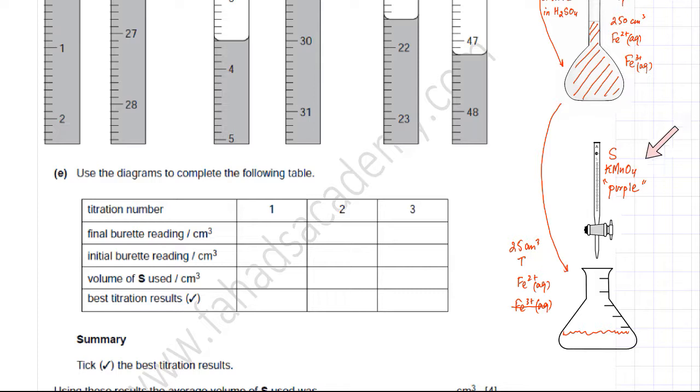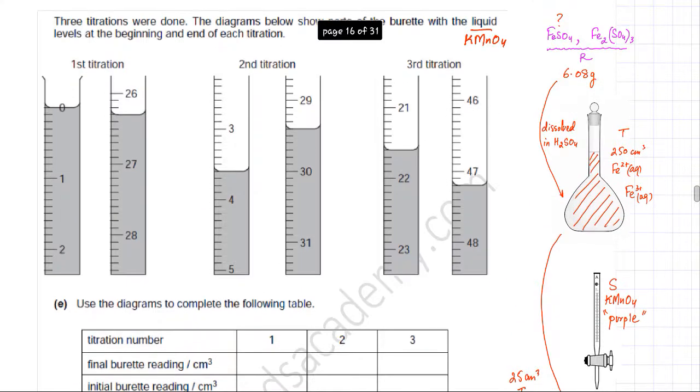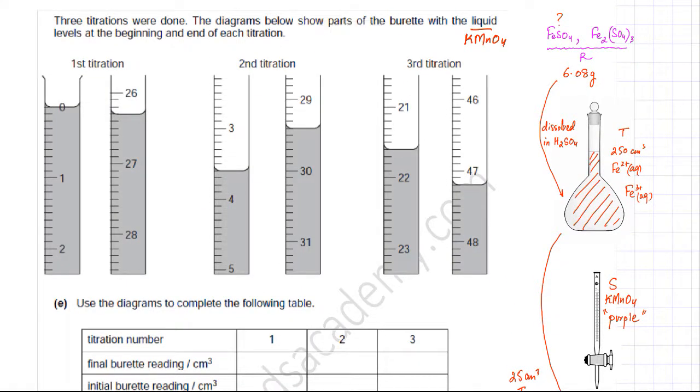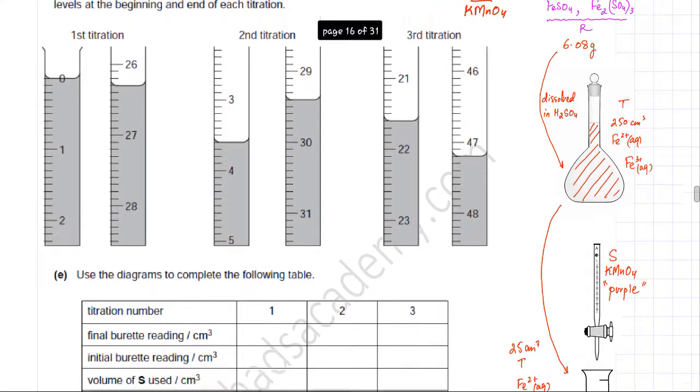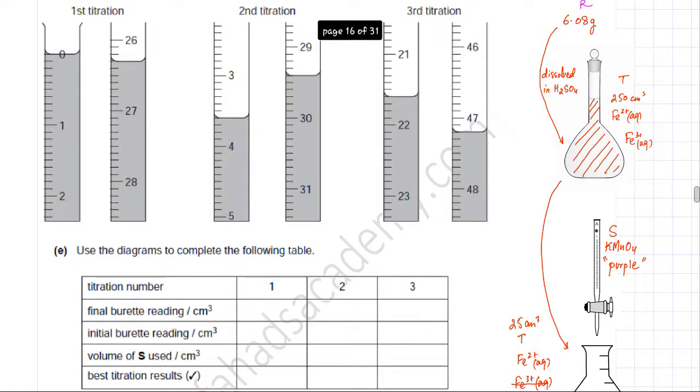The volume of KMnO4 that's being added is measured. He's done 3 separate titrations to improve the accuracy of the result, because taking the average of many different experiments gives you a more accurate result. This is the first titration, where the initial burette reading and the final burette reading are given. This is the second titration, and the third titration. You're given a table which you need to fill up based on these values, figuring out how much KMnO4 is being added.